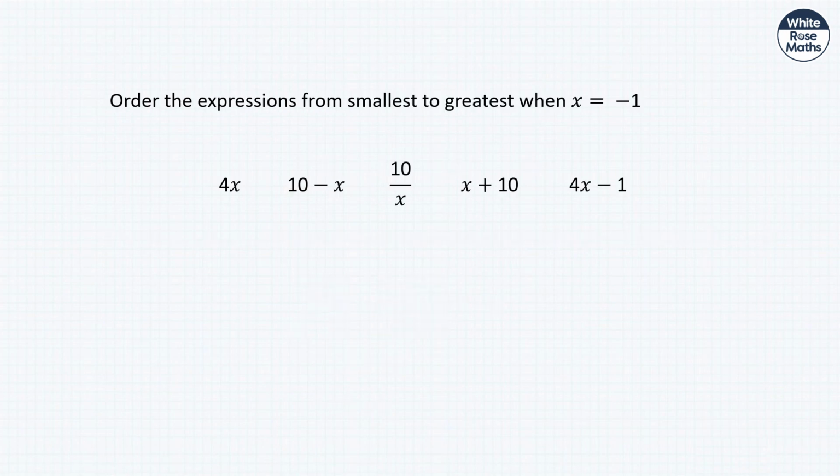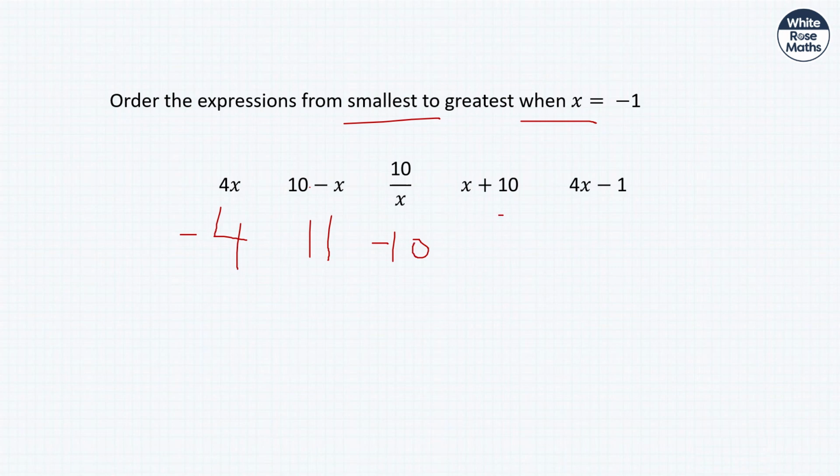This next one's looking at some substitution now. Order the expressions from the smallest to the greatest when x equals negative 1. Being very careful here, 4 times negative 1 will be negative 4. 10 subtract negative 1 will be 10 plus 1, that'll be 11. 10 divided by minus 1 will be minus 10.